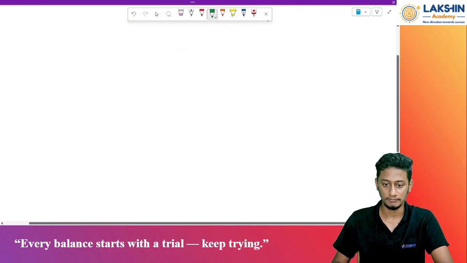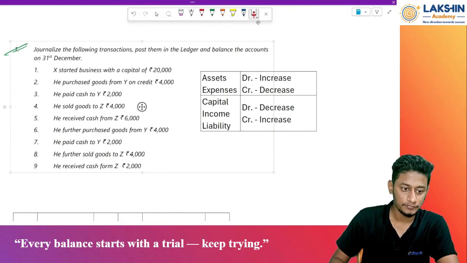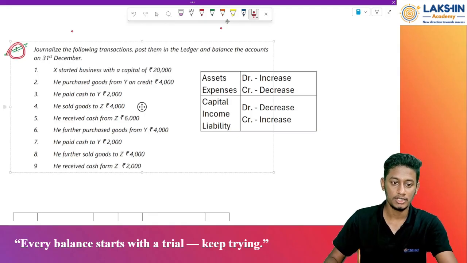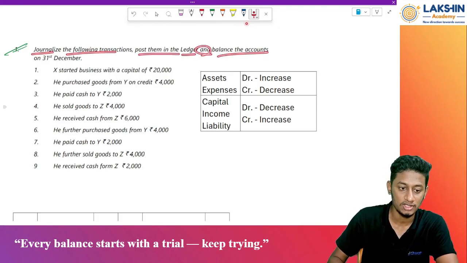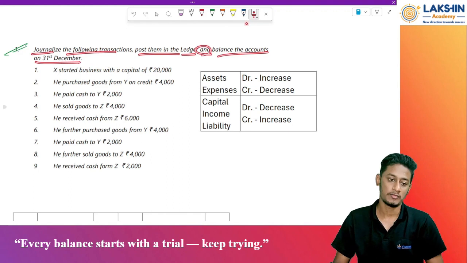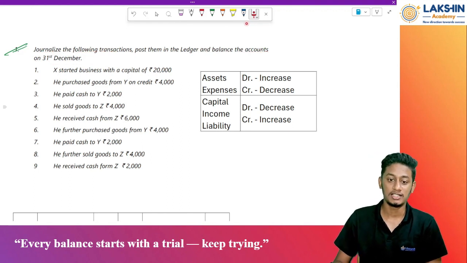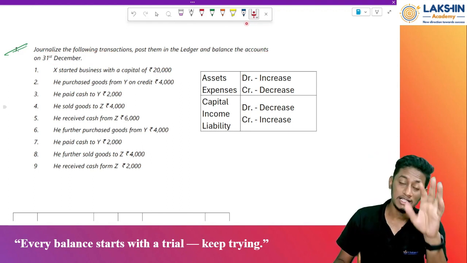Look at the question now. This is question number one from your test your knowledge. Let us look at it. Journalize the following transactions and post them in ledger and balances of accounts as on 31st of December. So let us see how to pass the entries without passing any journal entries.